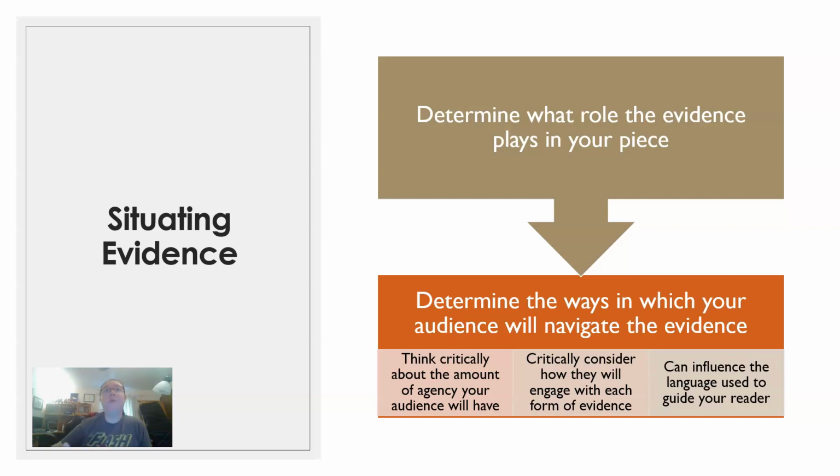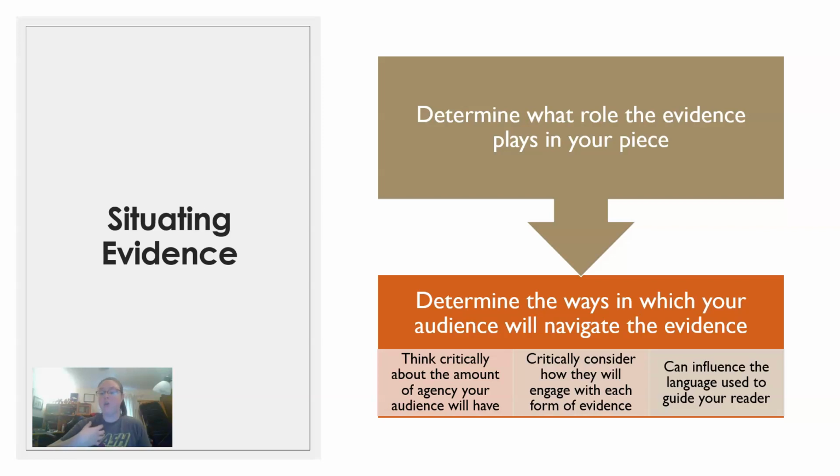As with any form of revision, again, we want to return to the audience and how the audience can best make sense of the content that we've given them. And when we keep a special eye out towards evidence, we want to think critically about how the audience is going to navigate that evidence and how they are going to understand its place within, be it the specific reason or your overall claim. So think critically about the amount of agency your audience will have. Then you also want to critically consider how they will engage with each form of evidence.